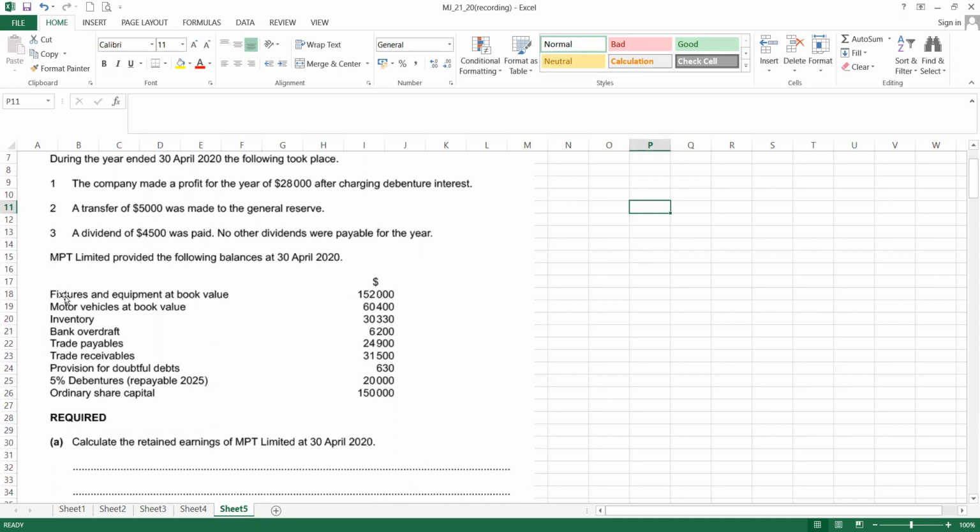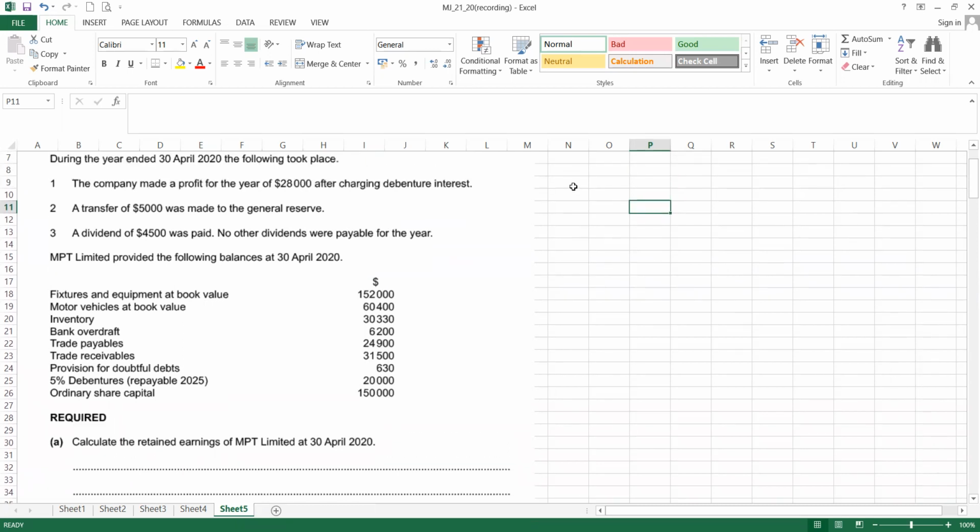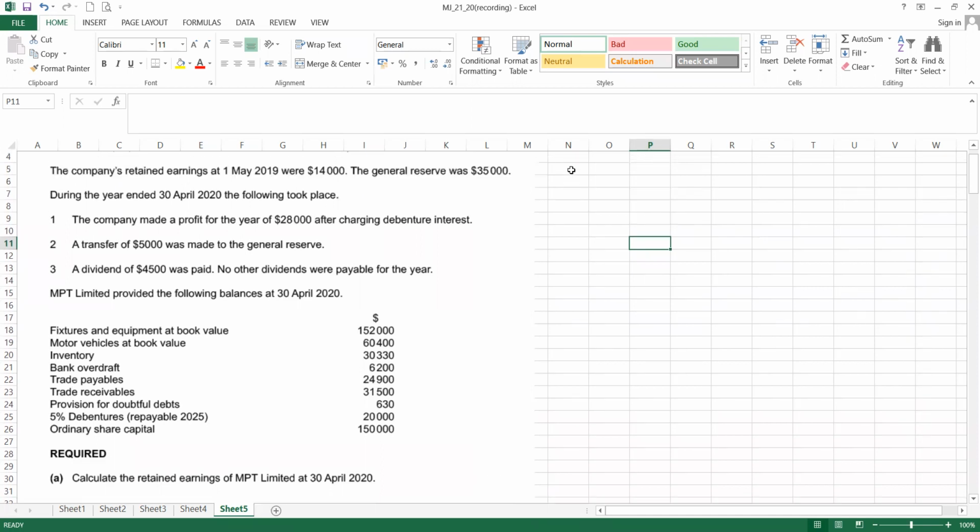So this is the asset, liability, asset. This one is under the trade receivables, considered the asset section. This one is non-current liability. This one is the equity section. Now the question says to calculate the retained earnings. If we use the T account, I'm using the T account first.